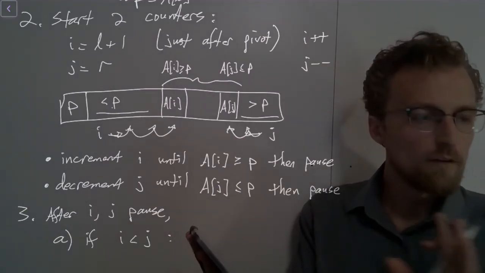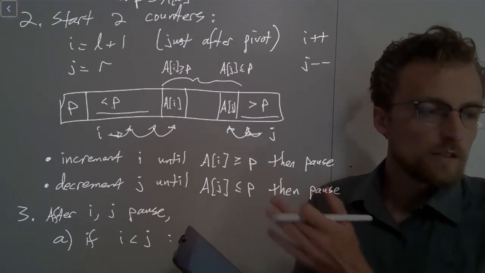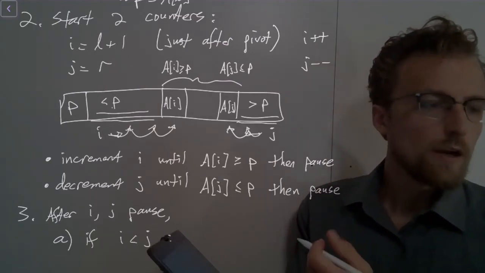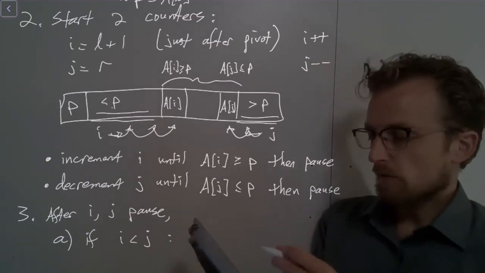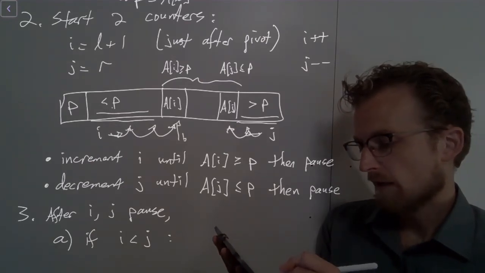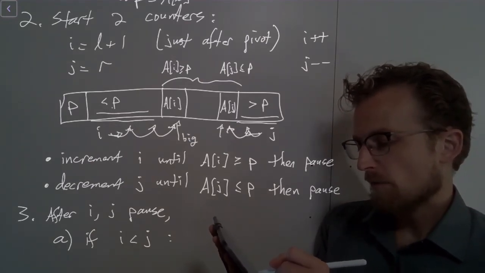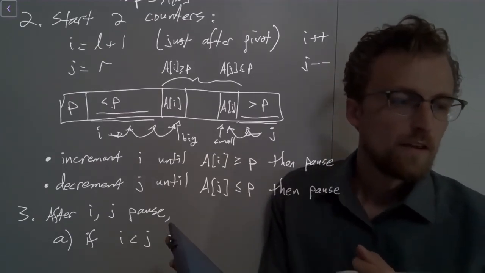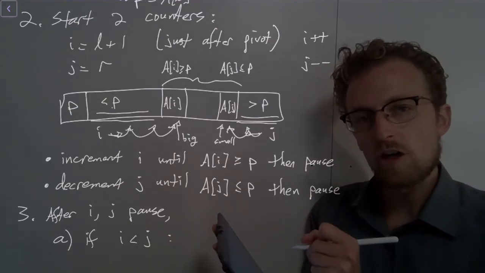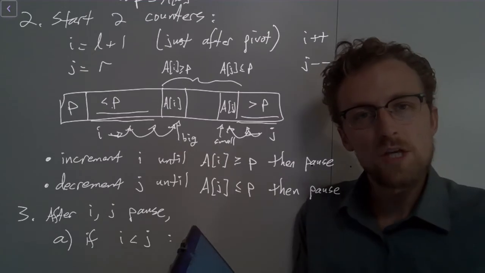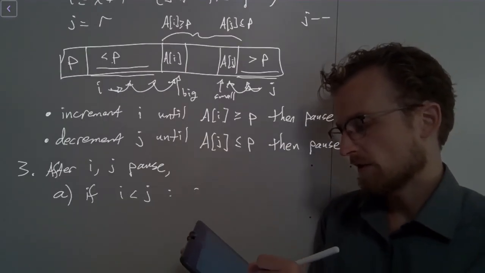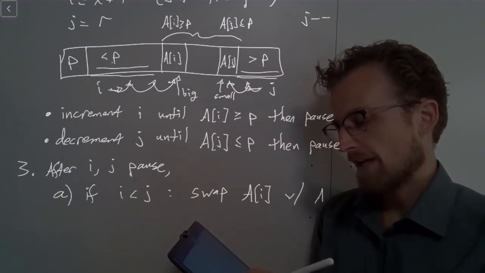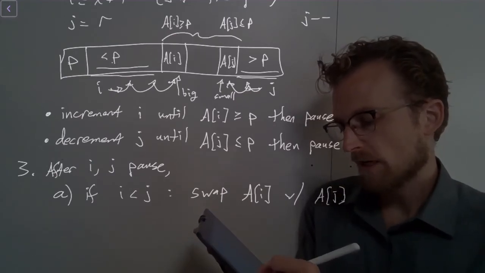So we've already established that everything to the left of i is less than the pivot, right? So it's small. These things are all small, these things are all big, so they're fine. And we know that this is big, and we know that this is small, right? So what do we do? We swap them. We take the thing that's at location i and swap it with the thing that's at location j. So we swap a[i] with a[j], okay?